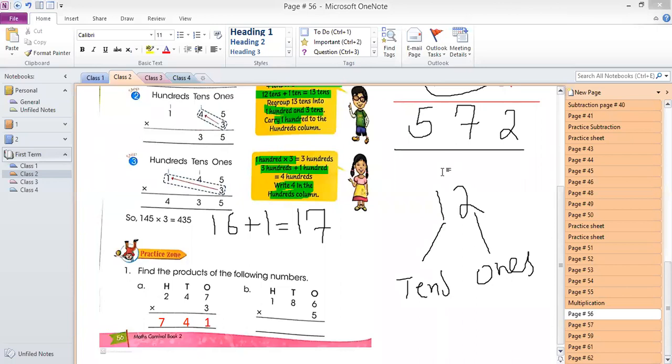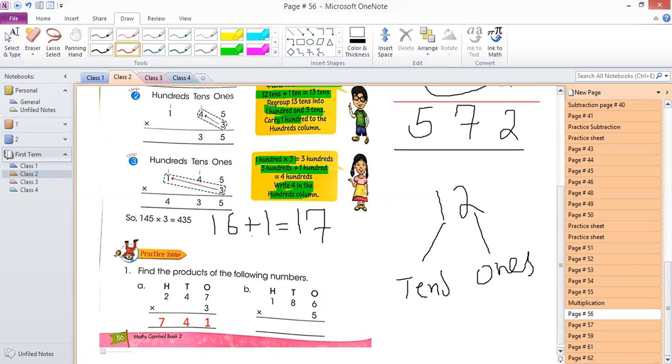That's very good. Now, the next question is 186 multiplied by 5. For 186 multiplied by 5, I'm going to take one more student. Omar Mohsen. Yes, sir. Yes, Omar. 186 multiplied by 5.